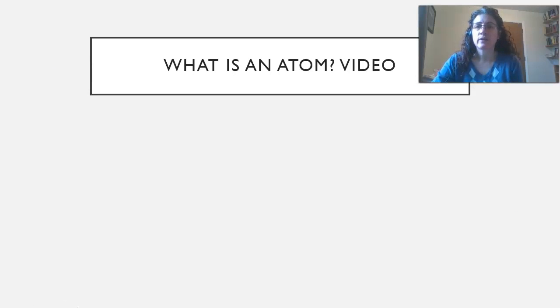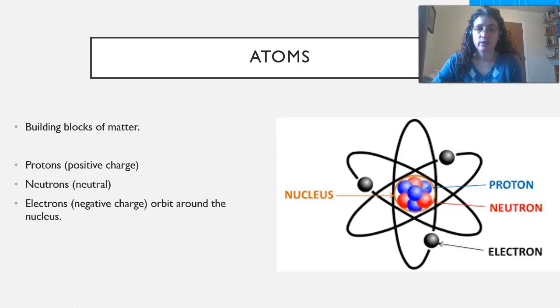All right, so there is a video that you can watch on what is an atom in the material, but basically here's the skinny of it. Atoms are built up of protons, neutrons, and electrons. They have charges and they are found in specific areas. The protons and neutrons are found in the nucleus, or in the center. Electrons circle around the nucleus. Positive protons, neutral neutrons, and negative electrons.